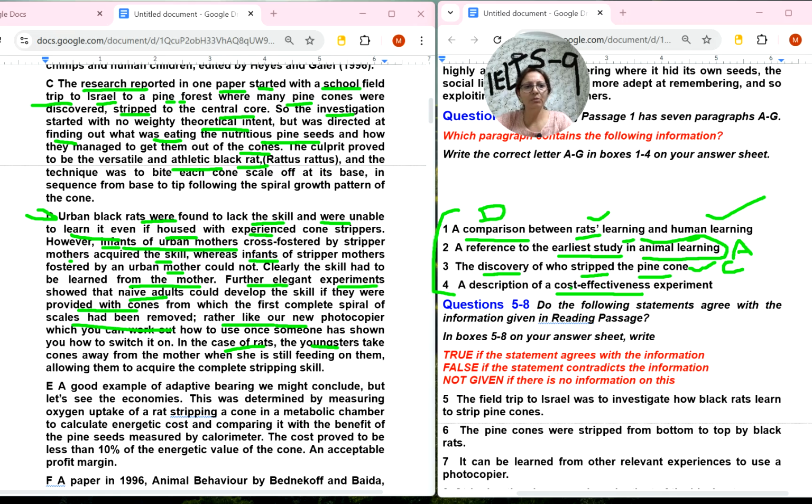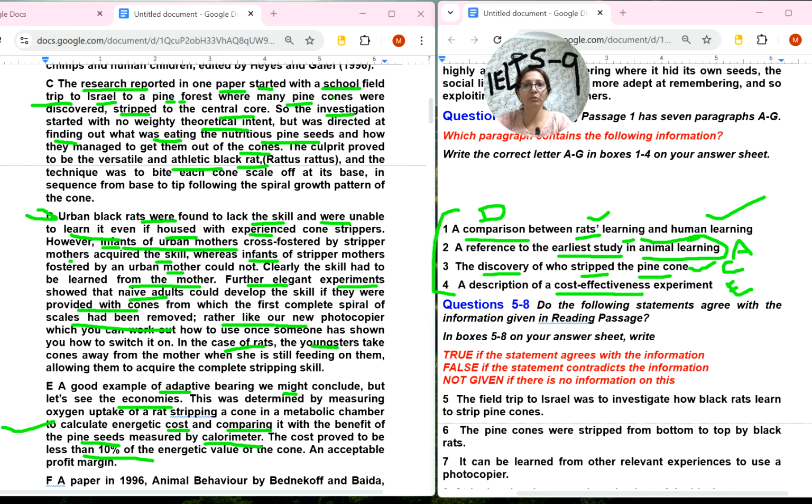Now the fourth number, cost effective experiment. For this we will read the E number paragraph. A good example of adaptive learning, we might conclude, but let's see the economies. Economics is related to cost effectiveness. Okay, but let's read it a little bit more. This was determined by measuring oxygen uptake of a rat stripping a cone in a metabolic chamber to calculate energetic cost and comparing it with the benefit of pine seeds. The cost proved to be less than the benefit. Now it is clear they are talking about the cost effective experiment. So I will just mark it here, E number.